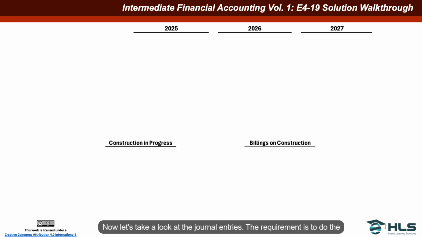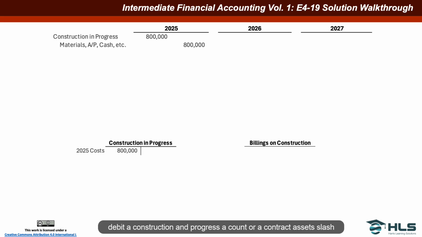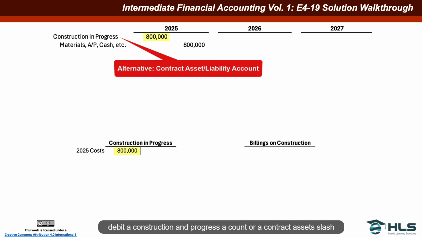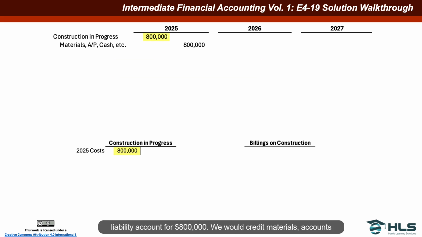Now let's take a look at the journal entries. The requirement is to do the journal entries for 2026, but let's do them for all 3 years because this is a bit more of a complicated question. So for 2025, let's start with the recording of the costs. So we would debit a construction in progress account or a contract asset/liability account for $800,000. We would credit materials, accounts payable, cash, salaries payable, etc.